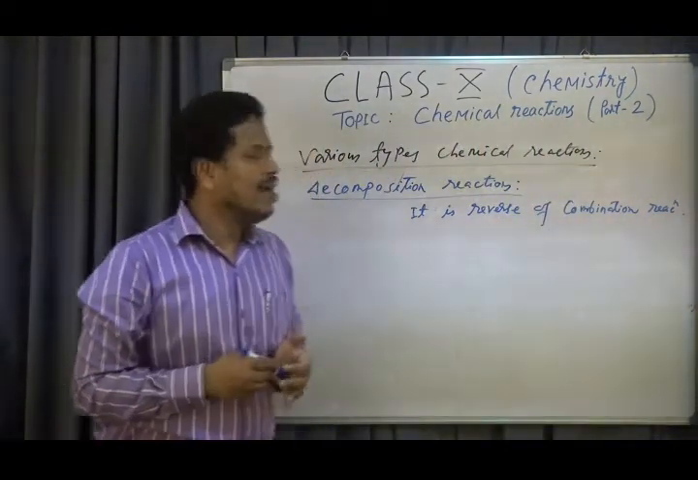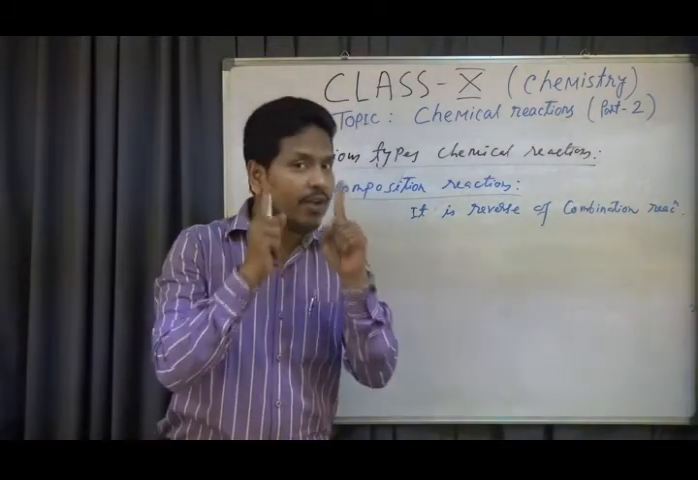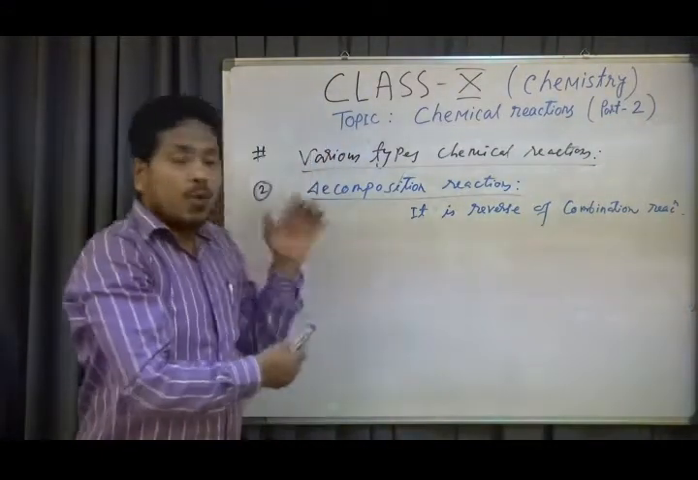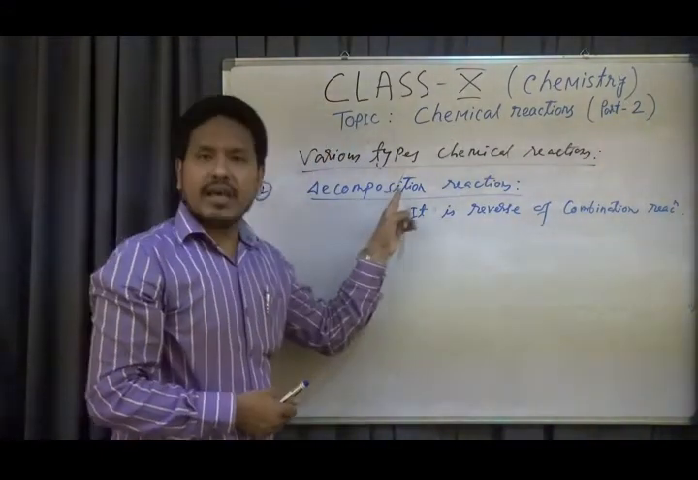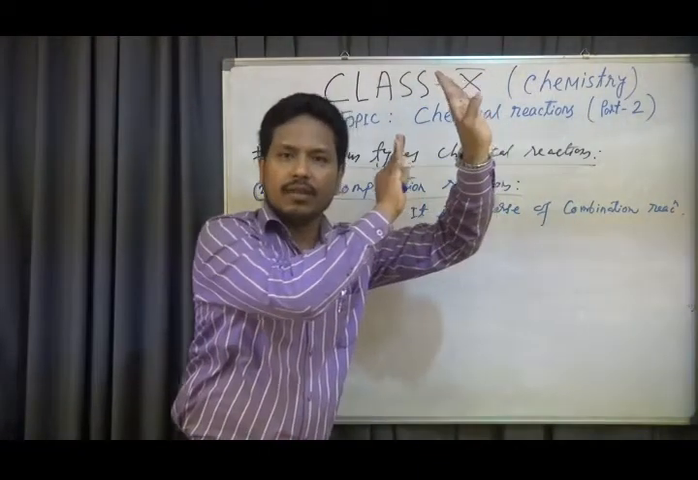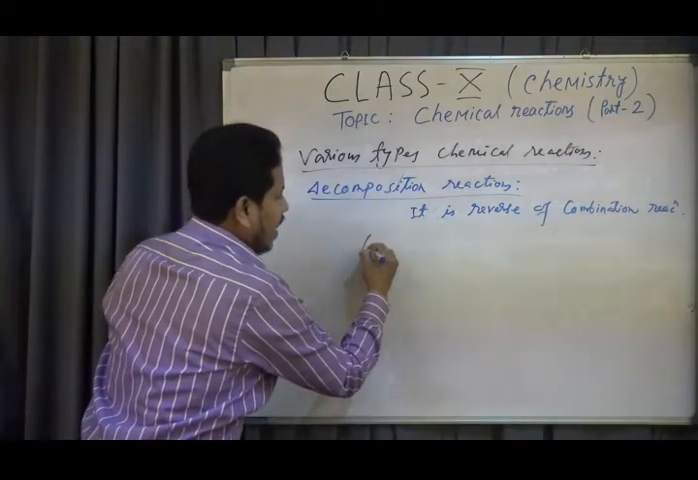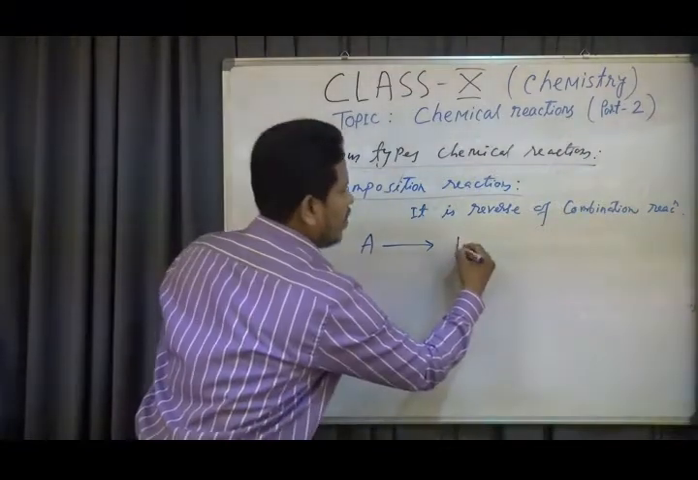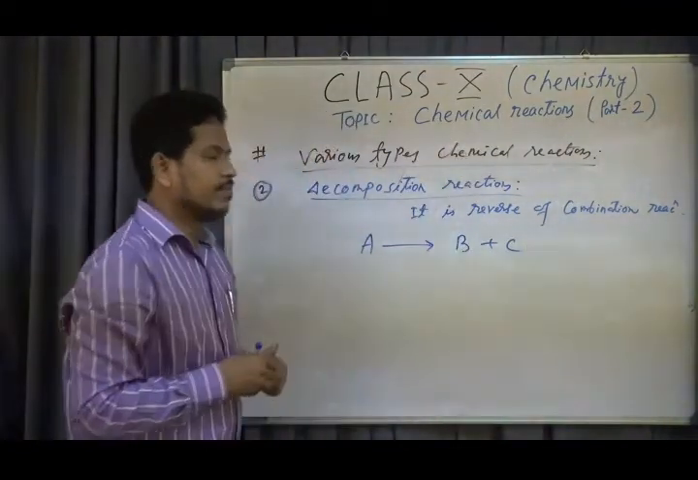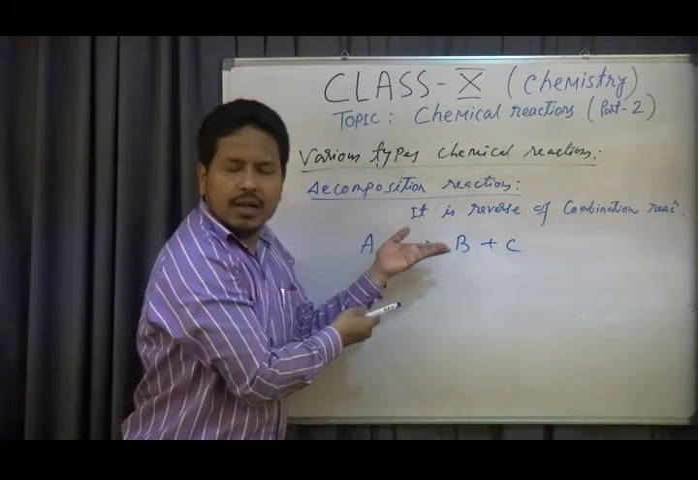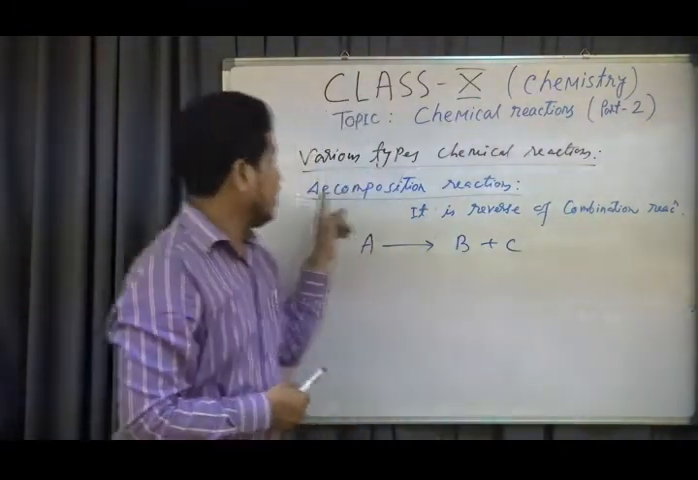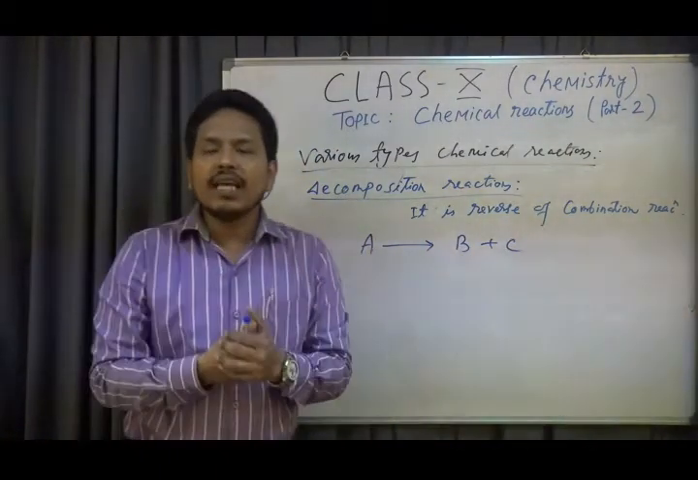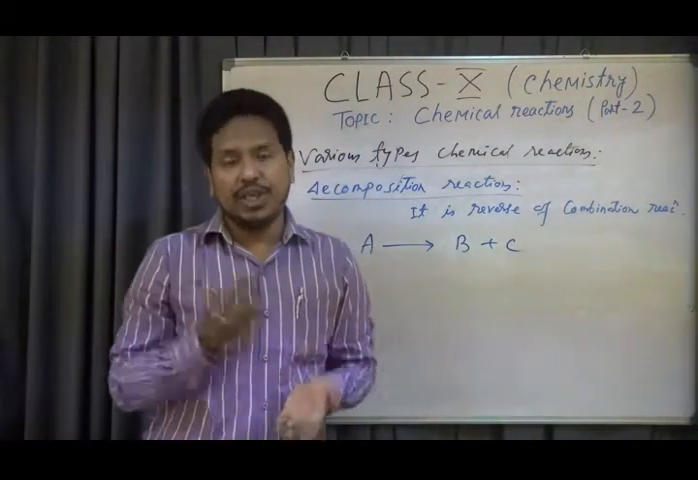What do you mean? Reverse means opposite to combination reactions. In combination, 2 or more reactants give a single product. It's the reverse. That is, one reactant decomposes to give 2 or more products. Generally, let A be a single reactant decomposing to give B plus C. It means a single reactant decomposing to produce 2 or more products. That is the decomposition reaction. That is the reverse of combination reactions. Mind it. So combination and decomposition are the reverse of each other.